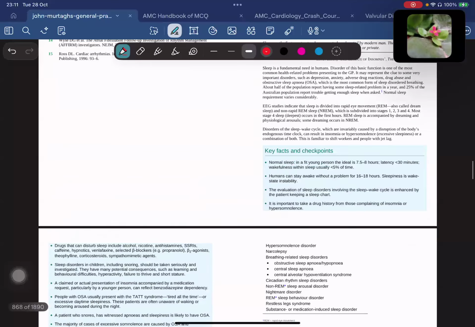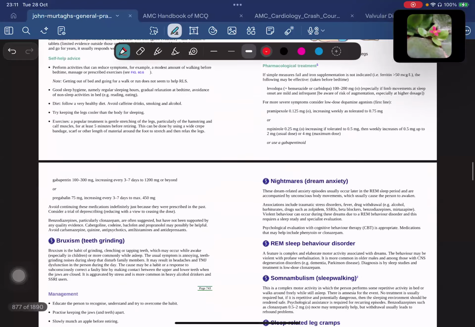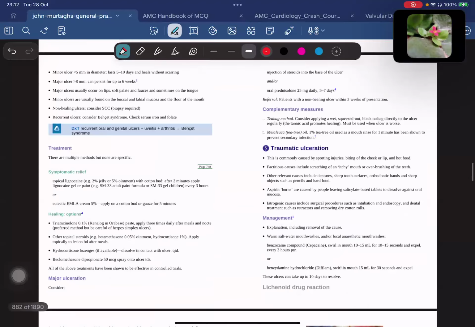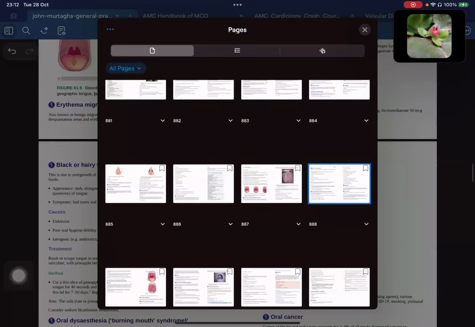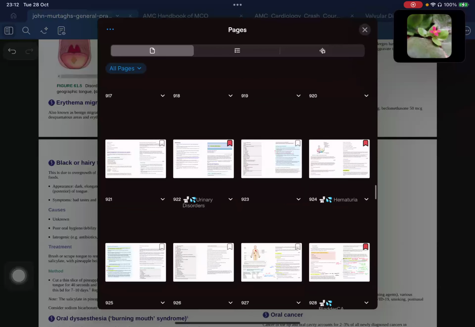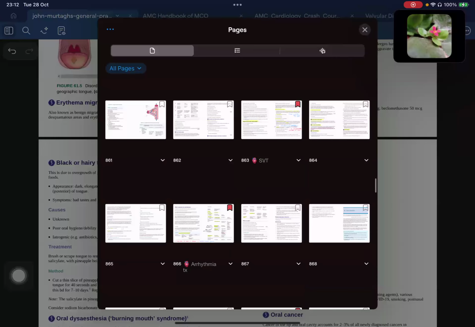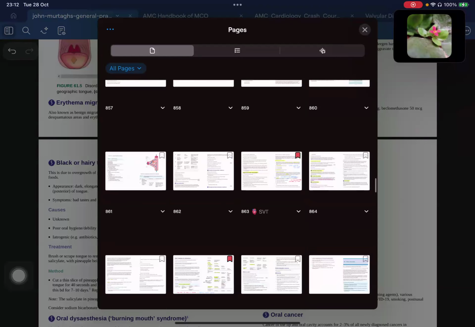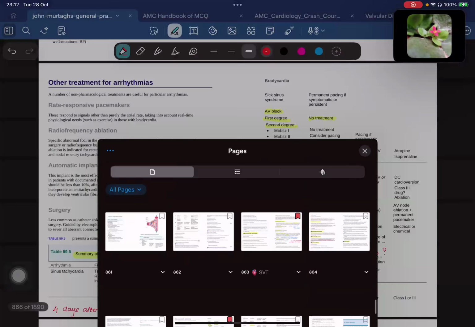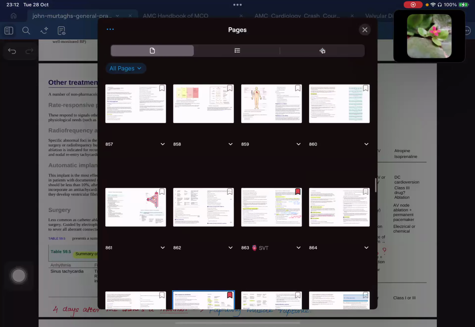Let me see if I can find it. Is it this one? No, this is also a very important table, the summary of treatment of arrhythmias, but this is not the table I'm talking about. Let me see.